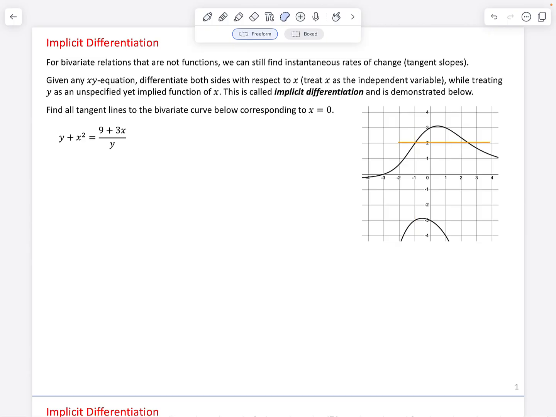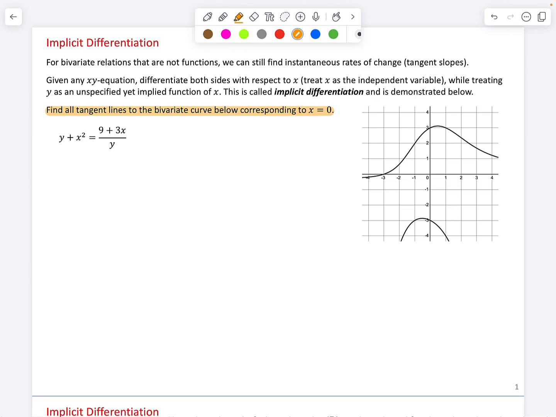But nor is x a function of y, because there are some choices of y that yield more than one x. The graph of this bivariate relation does not represent y as a function of x or x as a function of y. Despite that, you can still imagine a point, such as right there, and some sort of tangent line. Well, implicit differentiation will be the means for finding the slopes of these tangent lines, even when we're not working with functions. Now, given any xy equation, we're going to differentiate both sides with respect to x, meaning we treat x as the independent variable, while treating y as an unspecified yet implied function of x. This is called implicit differentiation, and we'll demonstrate it for this example.